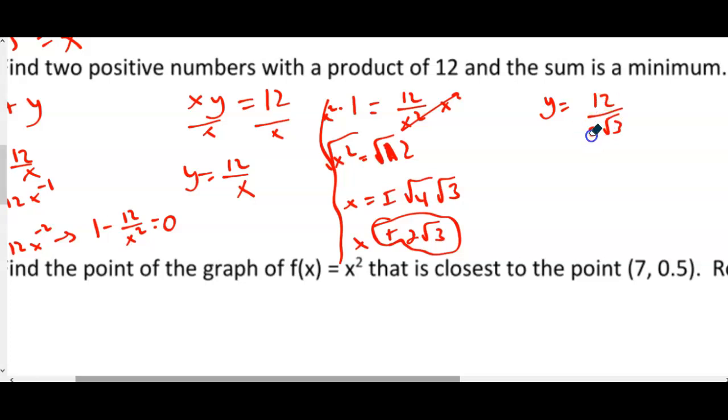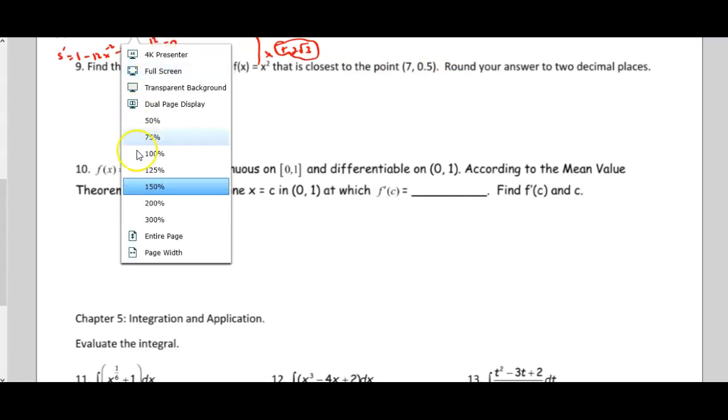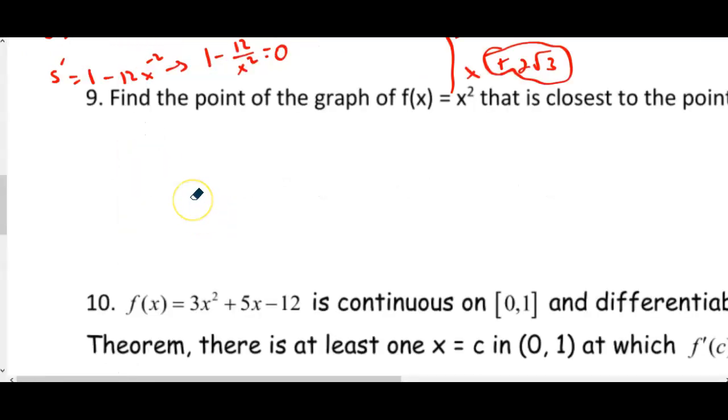And so we do that. Let me see. 12 divided by 2 radical 3. And that gave me 10.4. Now let's see. It says find the point on the graph of f of x equals x squared that's closest to the point 7 and 0.5. Round your answer to 2 decimal places. So that's what we got.